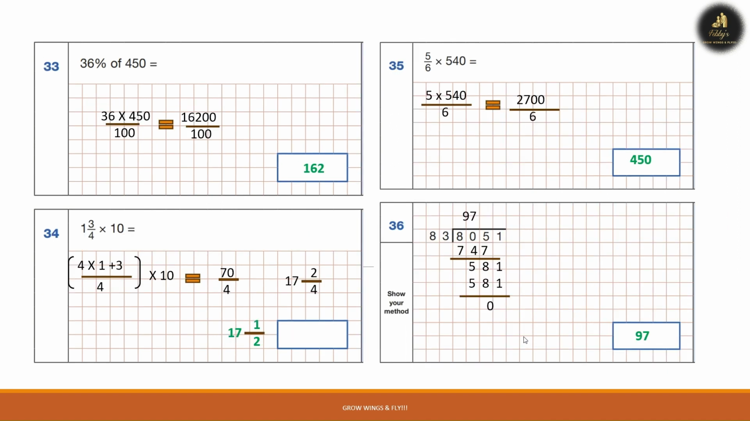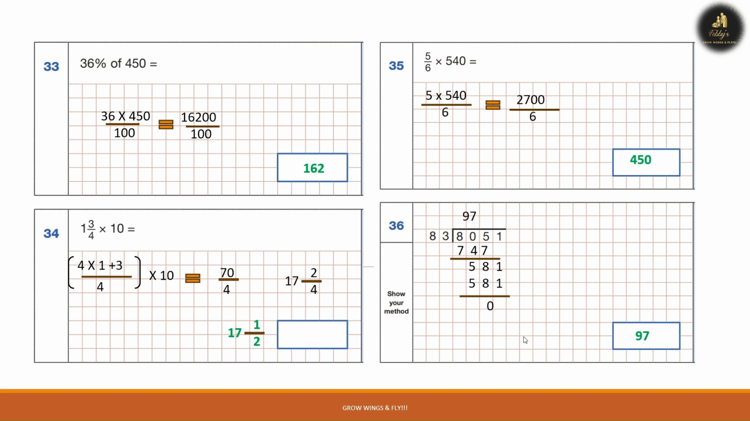Look at question 33. By now you should know how to do these questions. You multiply the numbers and divide that by 100. For 34, we would first convert the mixed fraction into improper fractions. Our improper fraction is 7 over 4. We would then multiply the 7 with 10, giving us the answer as 70 over 4. We then convert it back into mixed fractions. This would give us the answer.